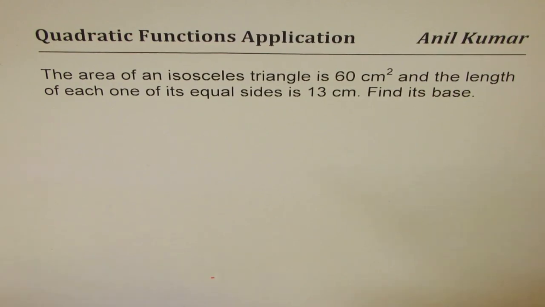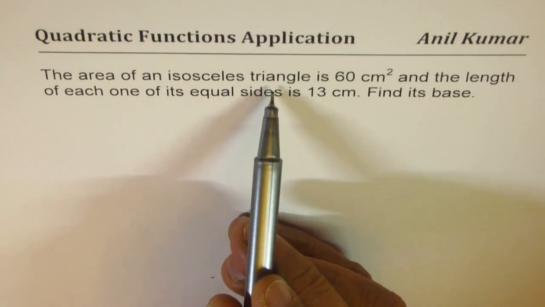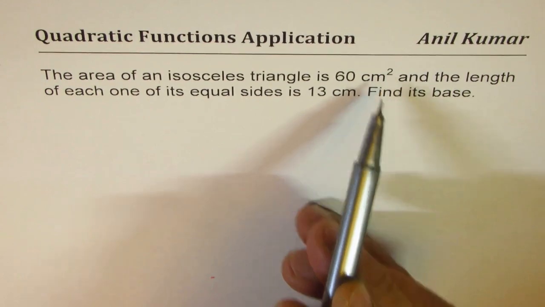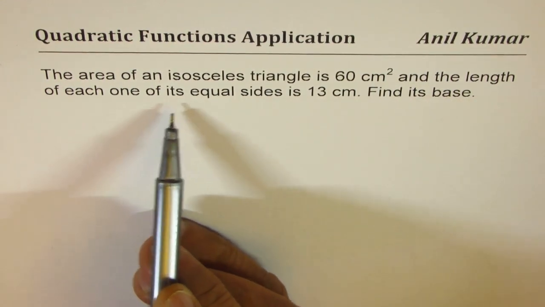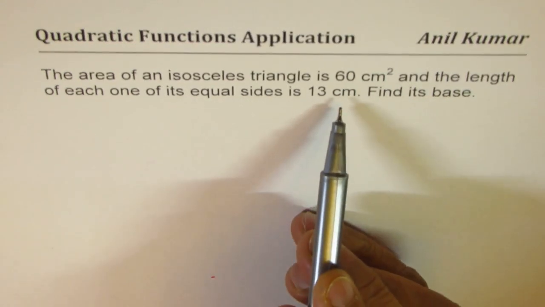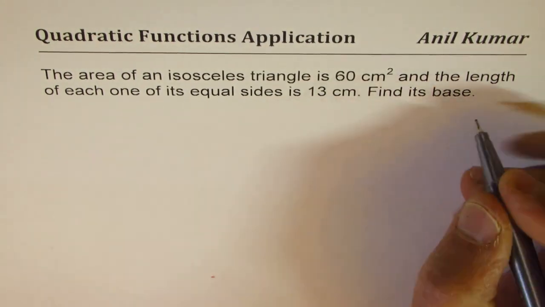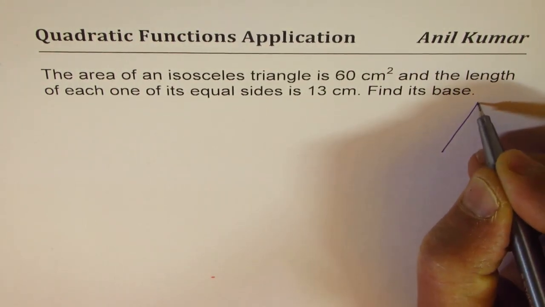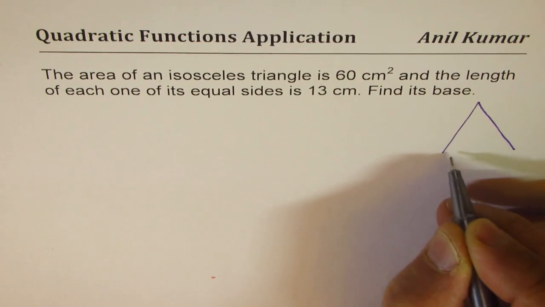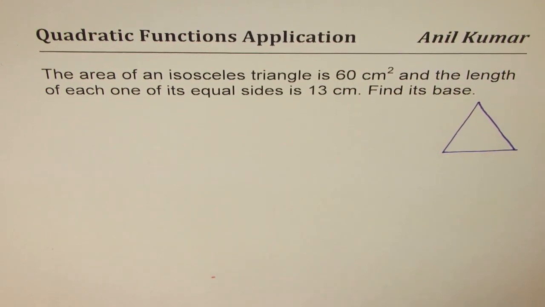The question here is, the area of an isosceles triangle is 60 centimeters square and the length of each one of its equal sides is 13 centimeters. Find its base. So let's sketch a triangle. Let us say this is the isosceles triangle.